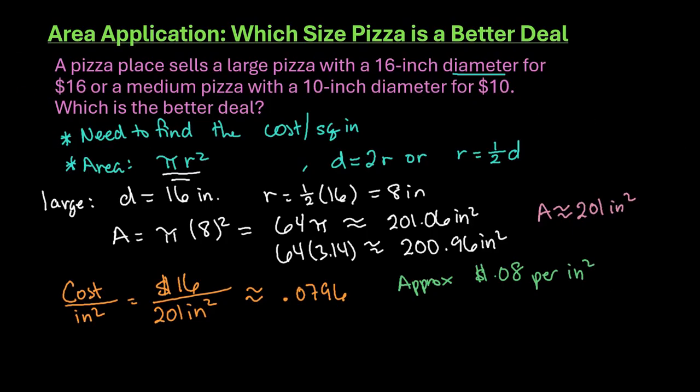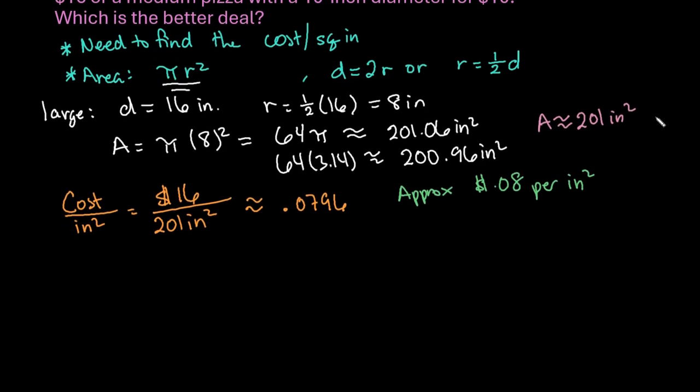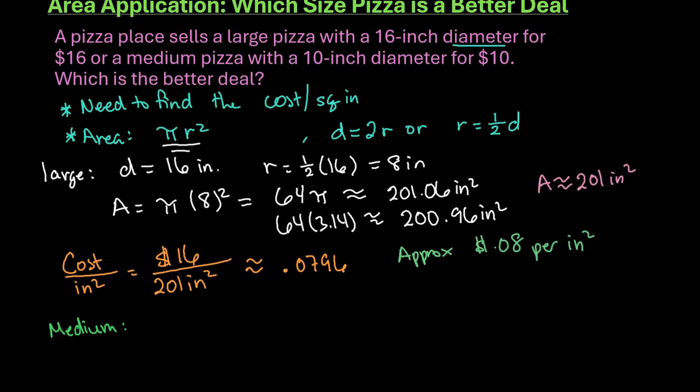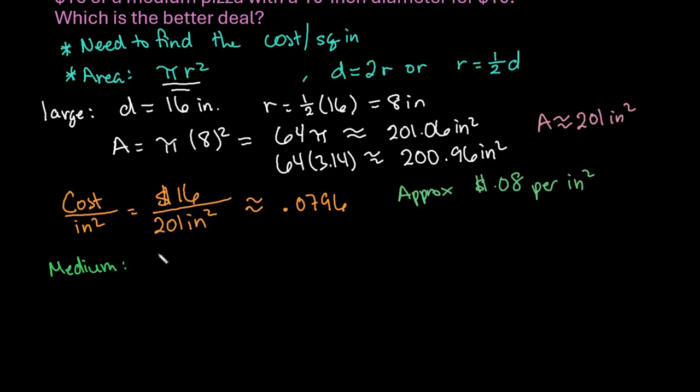Okay, now we need to do the same thing for our medium pizza so that we have it in the same units. This is kind of an application of measurements and conversions, looking at both and comparing areas to each other. Now we need the cost per square inch of the medium pizza. Remember, the medium pizza costs $10 and the diameter is 10 inches.